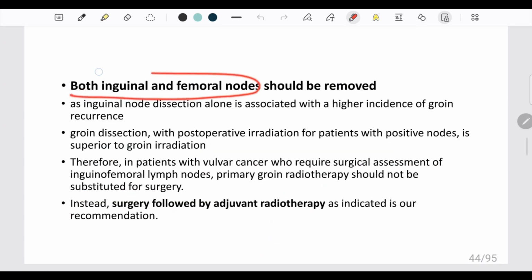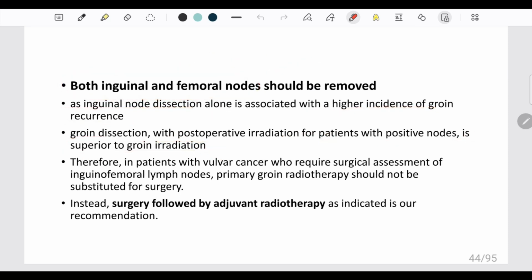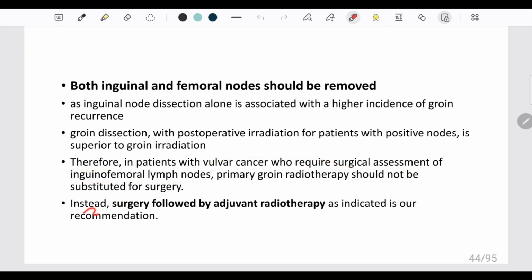Both inguinal and femoral nodes should be removed, as inguinal node dissection alone is associated with a higher incidence of groin recurrence. So groin dissection with post-operative radiation for patients with positive nodes is superior to groin irradiation. Therefore, in patients with vulvar cancer who require surgical assessment of inguinofemoral lymph nodes, primary groin radiotherapy should not be substituted for surgery. Instead, surgery followed by adjuvant radiotherapy as indicated is our recommendation.